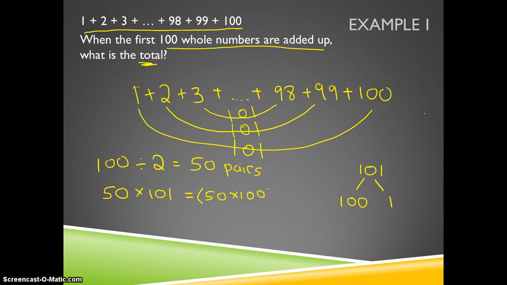I take 50 times 100, and then I take 50 times 1. Remember, when you multiply by 100, you just add these two zeros to your number. So it's 50 plus the two zeros, so that gives me 5,000 plus 50, and the grand total will be 5050. Okay, so that's simple.